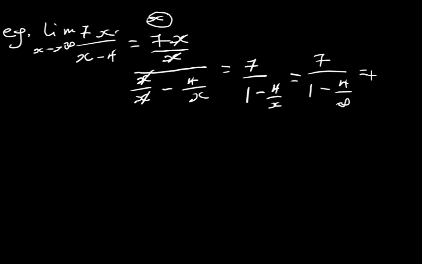And we know that 1 over infinity is 0. So basically, automatically, 4 over infinity is also equal to 0. So 7 over 1 minus 4 over infinity, sorry, so this is going to be 0, okay. So this is automatically going to be 0. Therefore, our answer for this is 7.